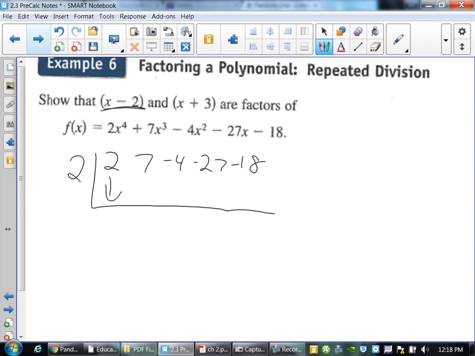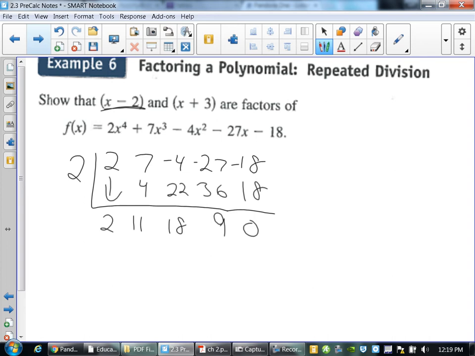So just drop and go. 2, 4, 11, 22, 18, 36, 9, 11. 11, right? No, 9. 9, 18, 0. Yay! We win! So that means that x minus 2 is a factor of 2x to the fourth and so on.